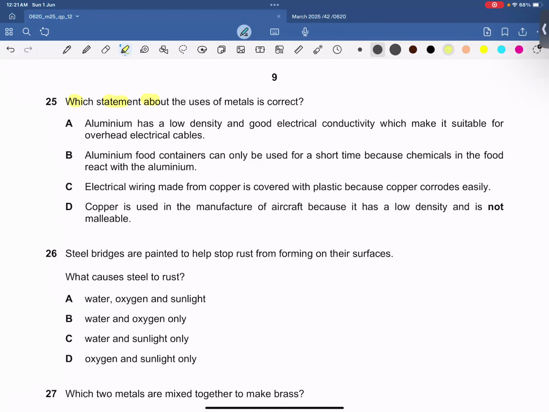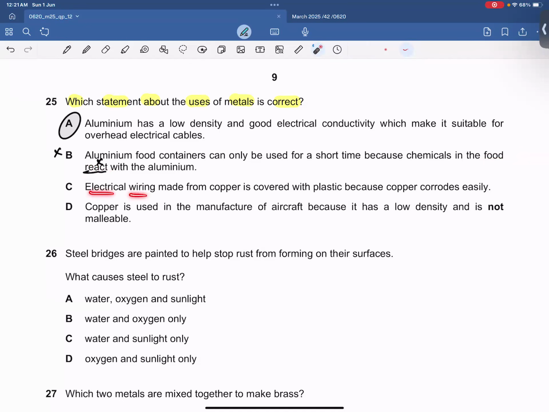Which statement about the uses of metals is correct? Aluminum has a low density, that's true, and a good electrical conductivity, that's also true, which makes it suitable for overhead electrical cable, that's also true. I believe A is going to be the right answer. Aluminum food containers can only be used for a short time because chemicals in the food react with aluminum. But food cannot react with aluminum. So the right answer is again A.